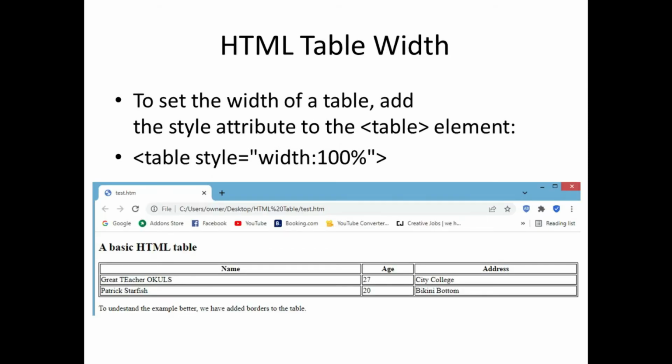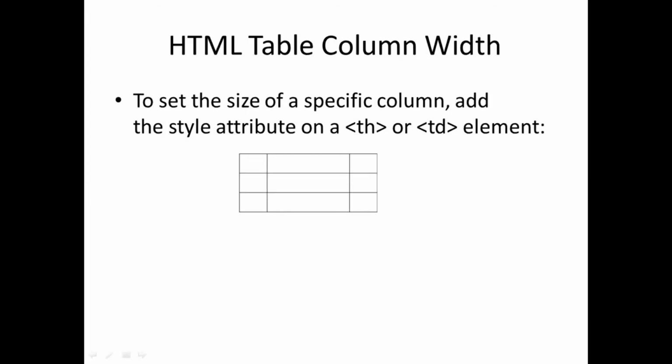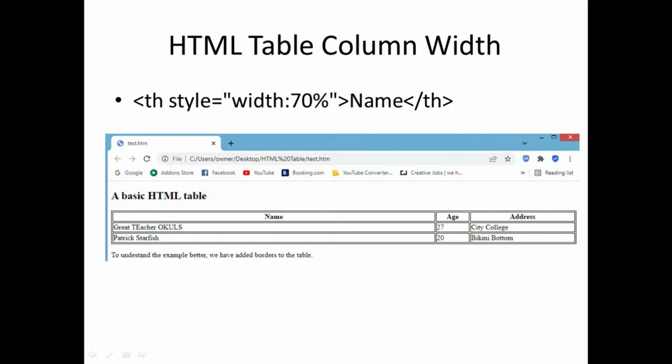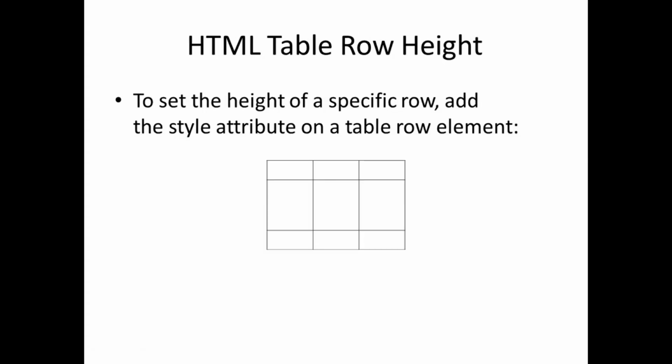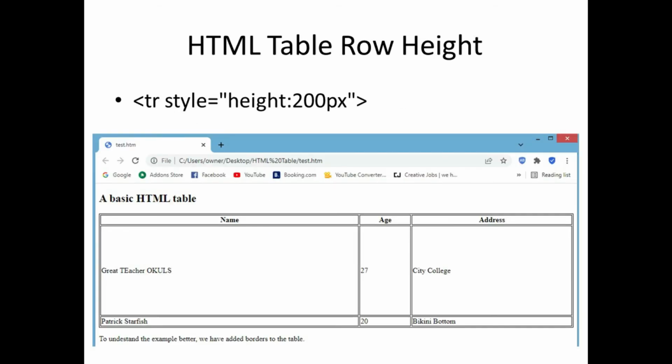HTML table width. To set the width of a table, add the style attribute to the table element. Note, using a percentage as the size unit for a width means how wide will this element be compared to its parent element, which in this case is the body element. HTML table column width. To set the size of a specific column, add the style attribute on a th or td element. HTML table row height. To set the height of a specific row, add the style attribute on a table row element.